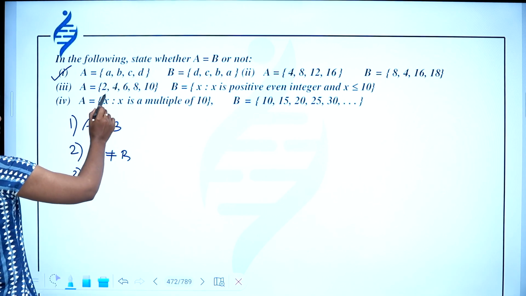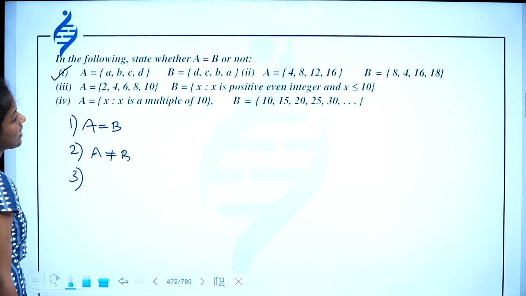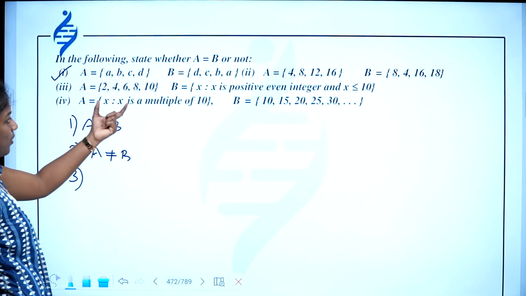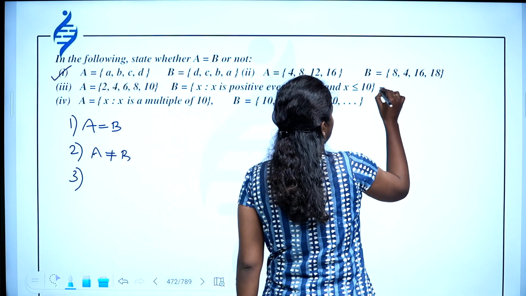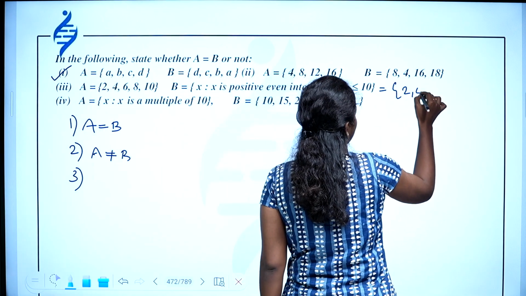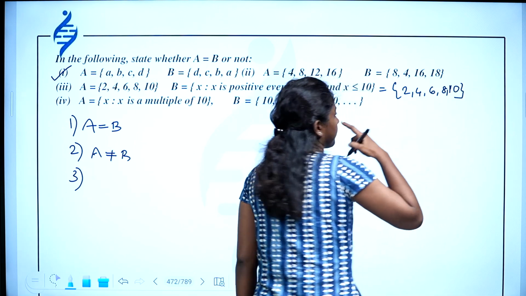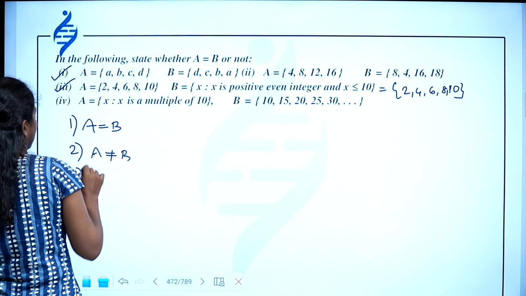Then A, 2, 4, 6, 8, 10. B is x such that x is a positive even integer and x is less than or equal to 10. Yes, these two sets are equal. So which are the positive even integers less than or equal to 10? Positive even integers means 2, 4, 6, 8, 10. So we get A is equal to B.